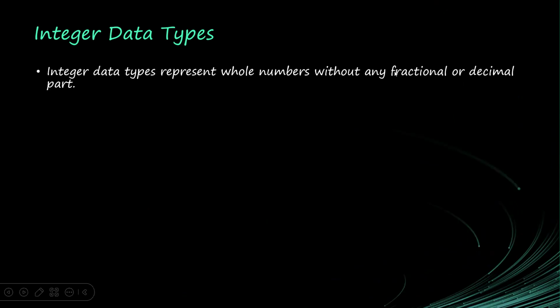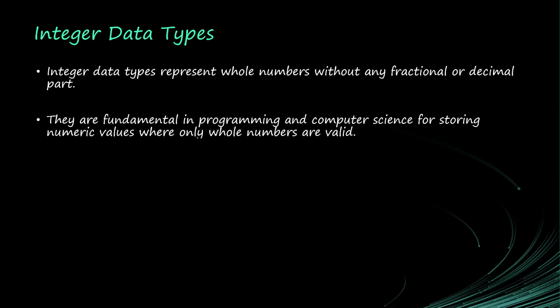When it comes to computer programming, representing data or storing data, integer data types are those types of values, those types of whole numbers. We use integer data types to represent whole numbers, numbers like 55, 79, 1007. They don't have any fractional or decimal parts. They are just whole numbers. They are very fundamental in programming and computer science for storing numeric values where only whole numbers are valid.